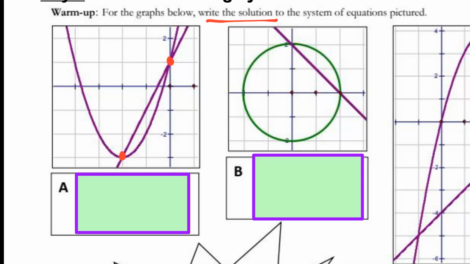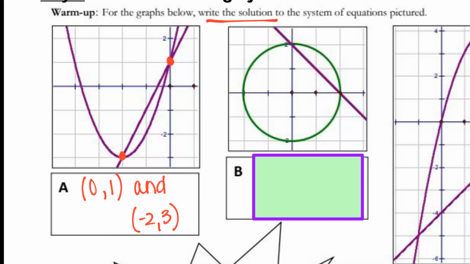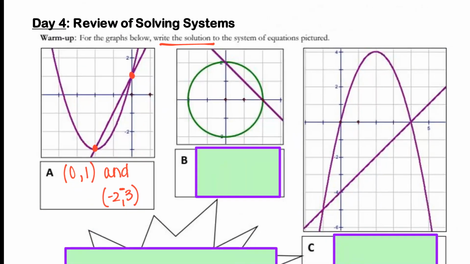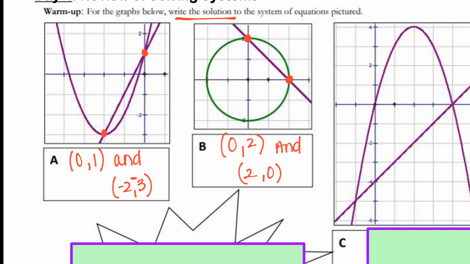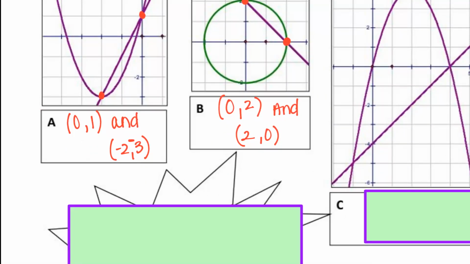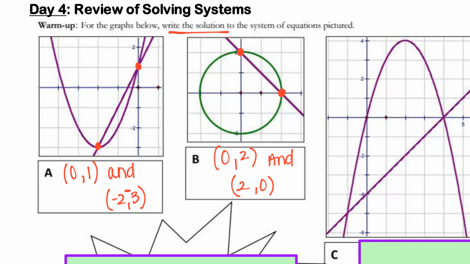Those are (0, 1) and (-2, 3). Okay, so for B, our solutions, again, where these 2 graphs intersect, we have the points (0, 2) and (2, 0), which is out the other way.